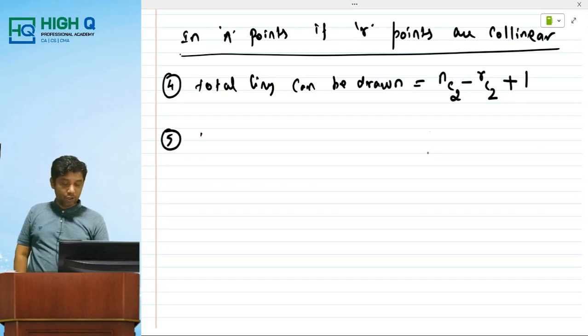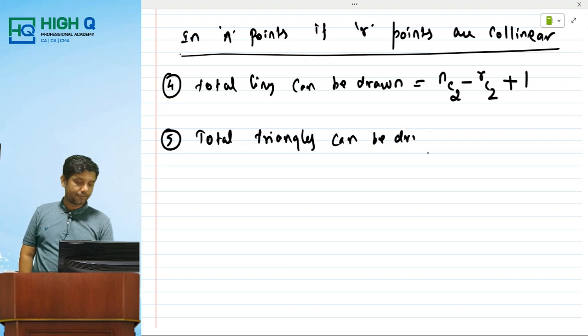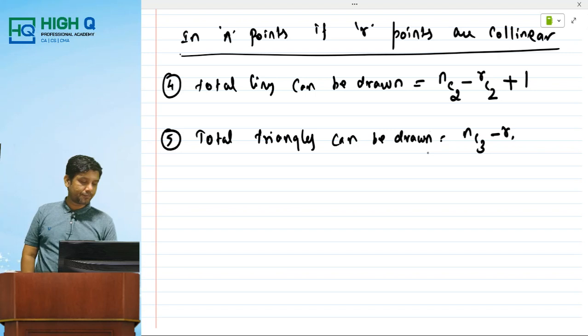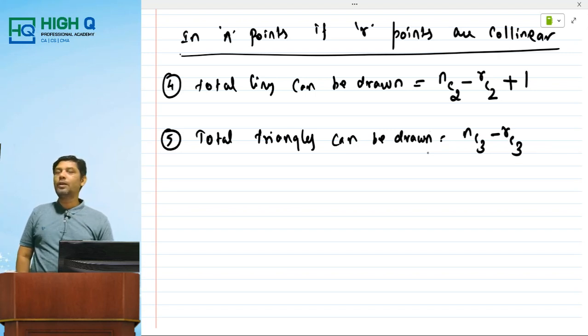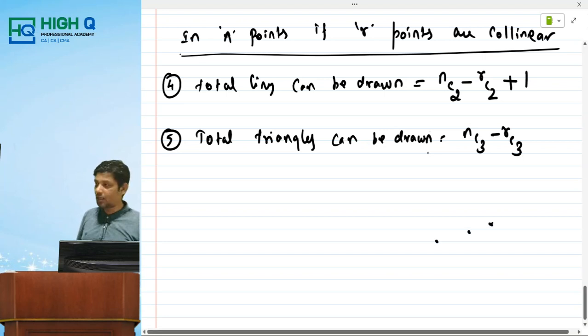Is that right? Now, how many triangles can be drawn? Tell me, what is it? NC3. Through collinear points, no triangles can be drawn, so plus 1 and all will not come. Draw triangle.